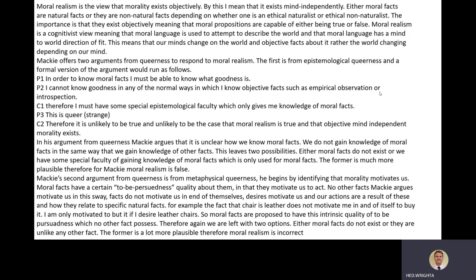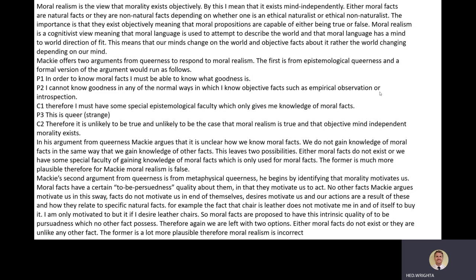Mackie's second argument from queerness is from metaphysical queerness. He begins by identifying that morality motivates us. Moral facts have a certain to-be-pursuedness quality about them, in that they motivate us to act. No other facts, Mackie argues, motivate us in this way. Facts do not motivate us in and of themselves. Desires are motivators, and our actions are a result of these and how they relate to specific natural facts. For example, the fact that a chair is leather does not motivate me in and of itself to buy it.